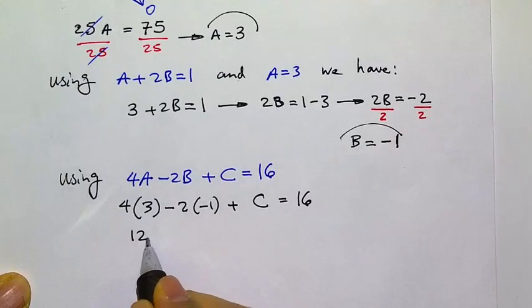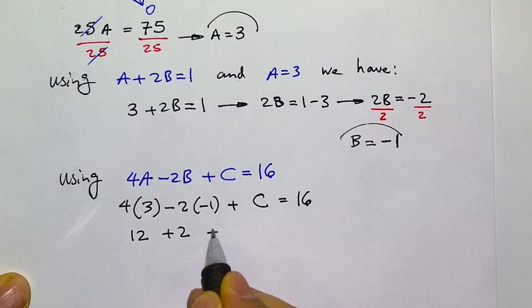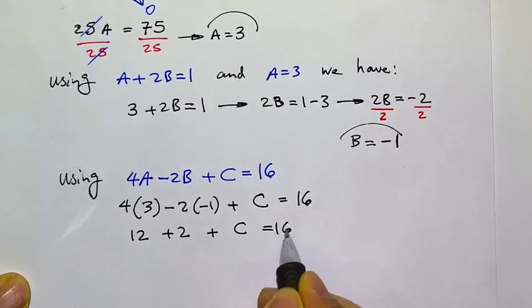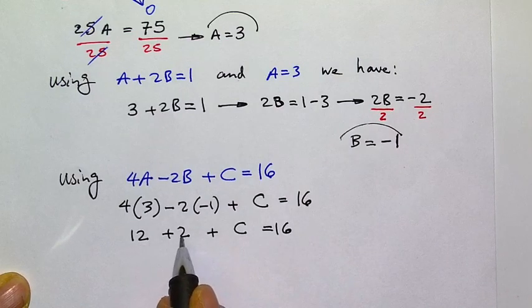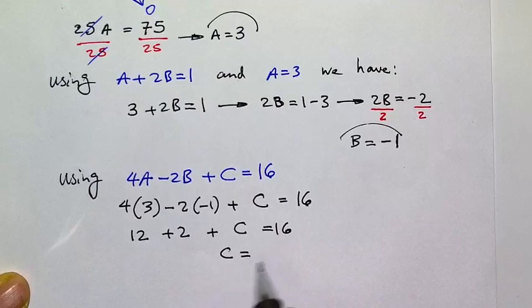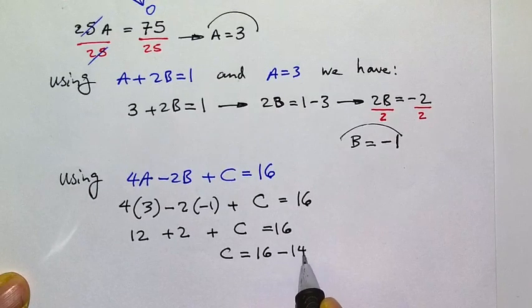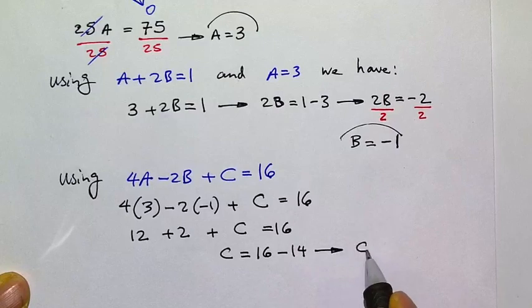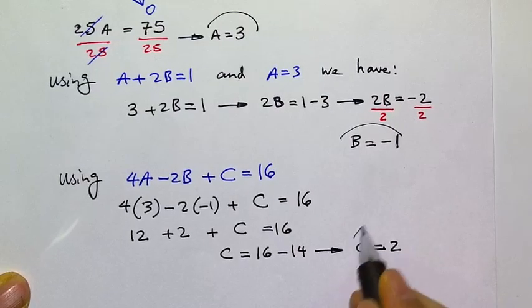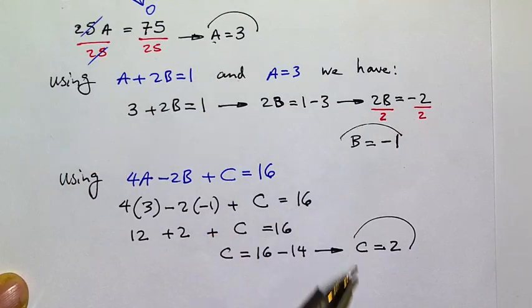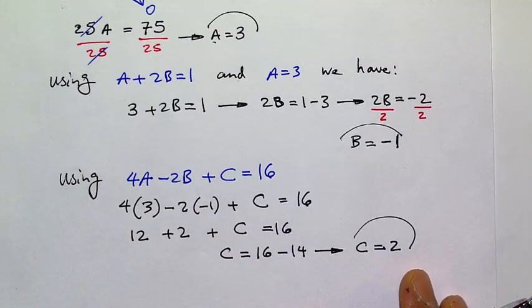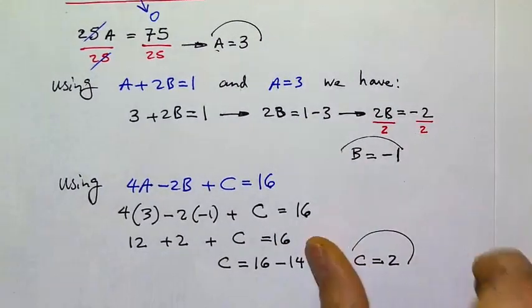So we have 12 plus 2 plus c equals 16. We have c, 12 and 2, 14. Move it to the other side. We get c equals 16 minus 14. Therefore, c equals positive 2. Here's c. So we have a, we have b, we have c. So now we can go back to the partial fraction that we set up at the beginning and plug in. So let's do that on the next page.